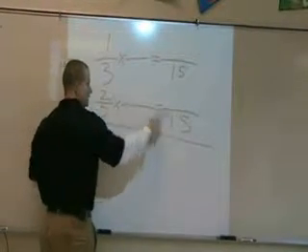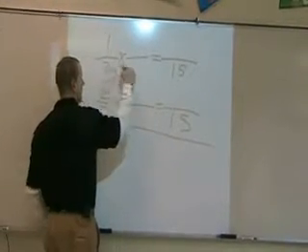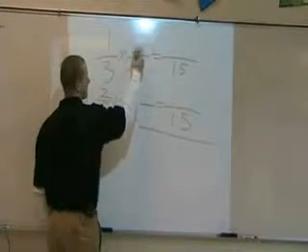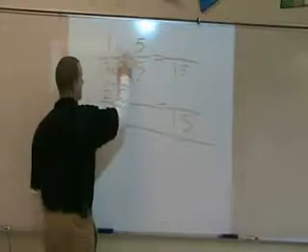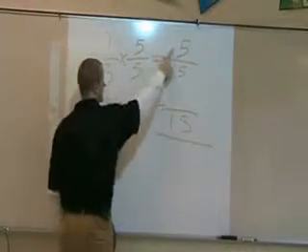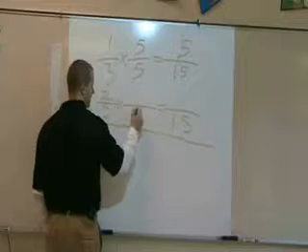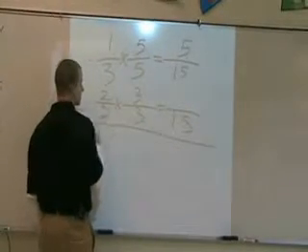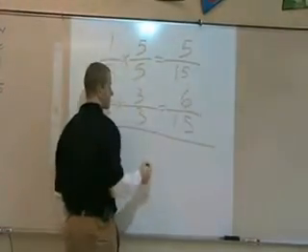Now, when I set out problems like this, I do this visually because I want my kids to see it. 5 times what equals 15? 3 times what equals 15? Well, 3 times 5 equals 15. So if my denominator is multiplied by 5 over here, I have to multiply my numerator by the same thing. So 1 times 5 is 5. So 1/3 equals 5/15. 5 times what equals 15? 3. So now if my denominator is multiplied by 3, my numerator has to be too. So 2 times 3 equals 6.